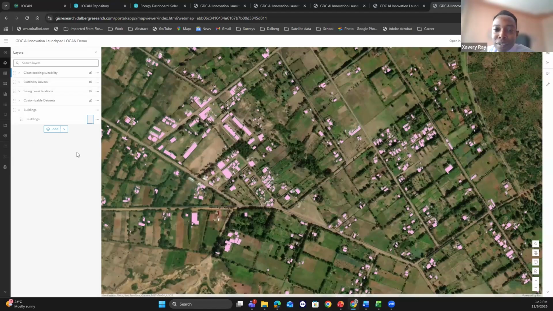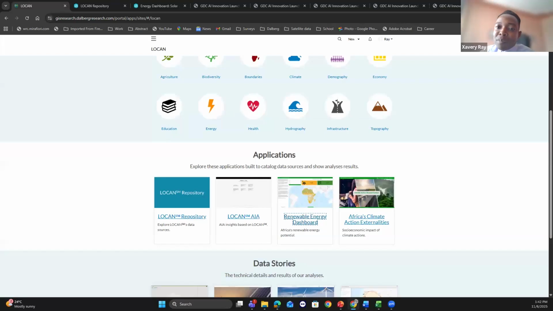In conclusion, you have just seen how Locan turns complex data into simple, actionable insights, helping members know where the opportunities are, who the customers are, and how to reach them effectively. And as part of the GDC AI Innovation Launchpad, our main focus today is on market expansion analysis, helping you size your market, spot new opportunities, and plan smarter expansion.